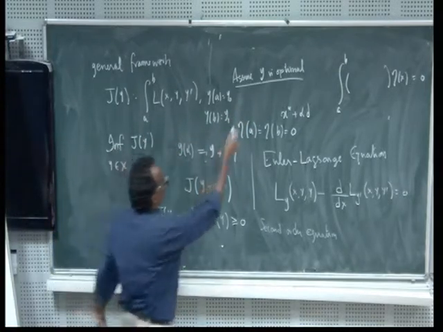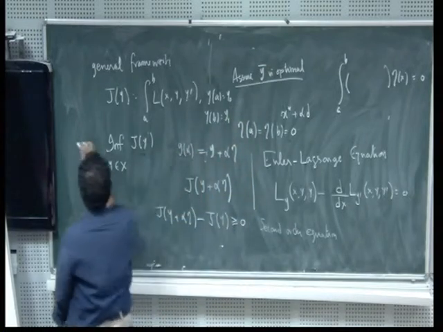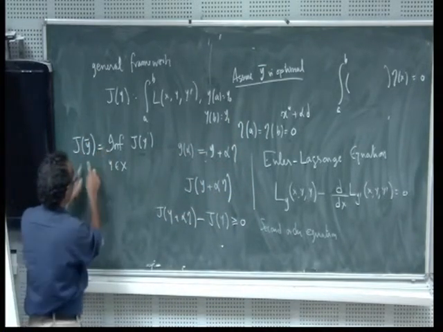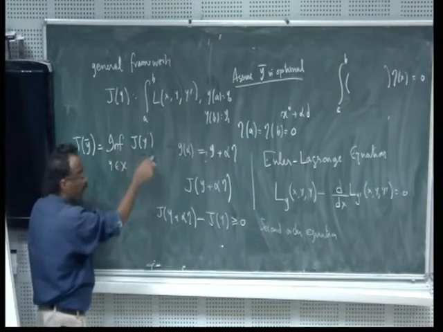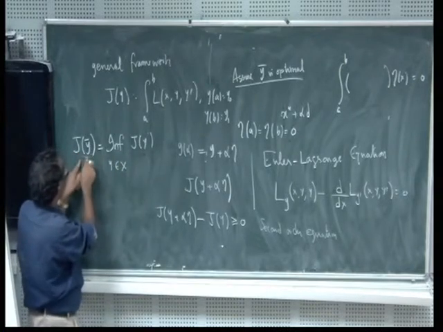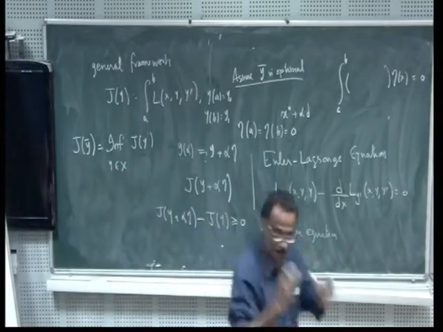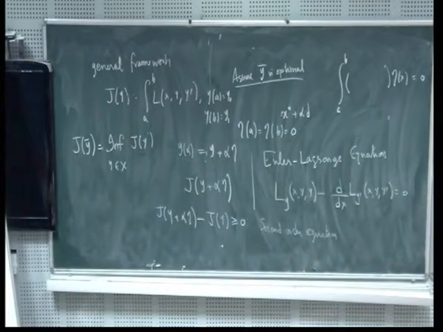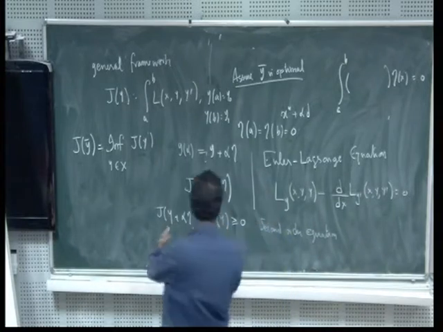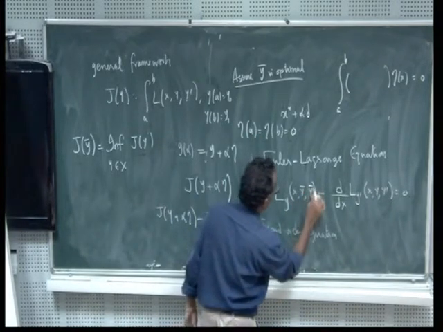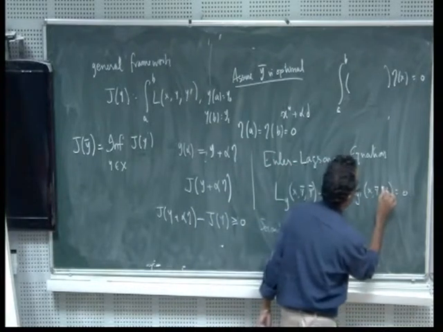Or y bar, if you want, you can put it y bar. So what I am saying is J of y bar. When I say that y bar is a solution, I am assuming that this infimum has a solution y bar for which J of y bar is equal to this. That's what I say when I say a minimization problem has a solution: there exists a y bar such that J of y bar is equal to this. So you're assuming this, following this inequality, and you derive this at y bar, y bar prime.